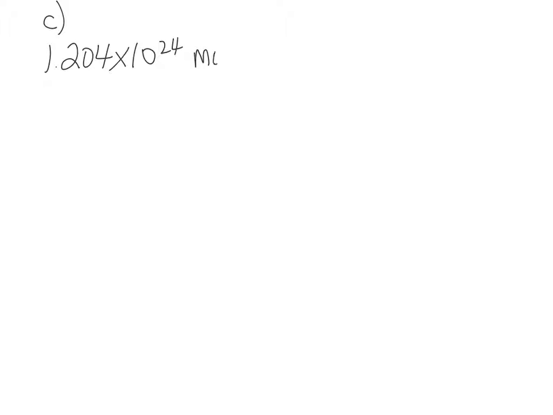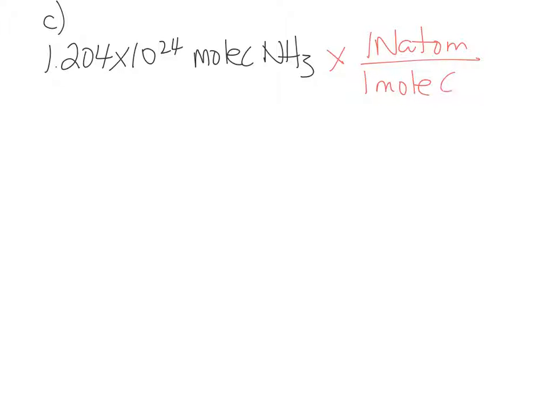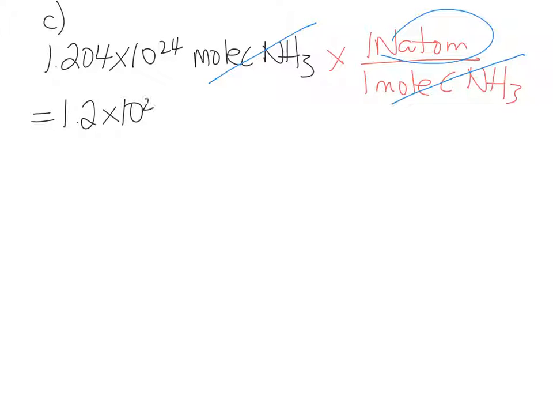Of ammonia. So if I multiply this by 1 nitrogen atom for every 1 molecule of ammonia, because molecules are on the top in the first value and on the bottom in the second value, they cancel. So nitrogen atoms are my final unit. So 1.2 times 10 to the 24 nitrogen atoms.